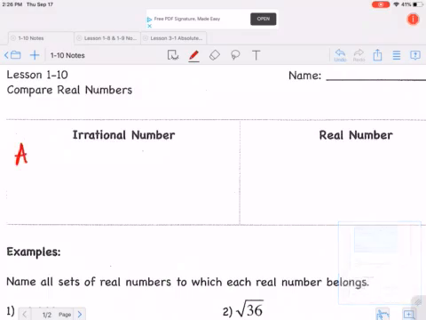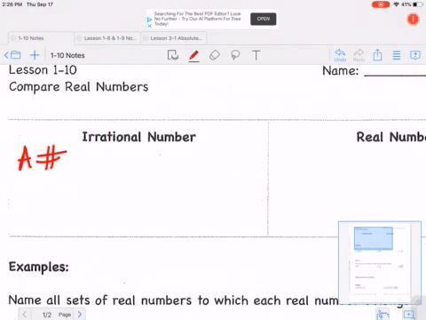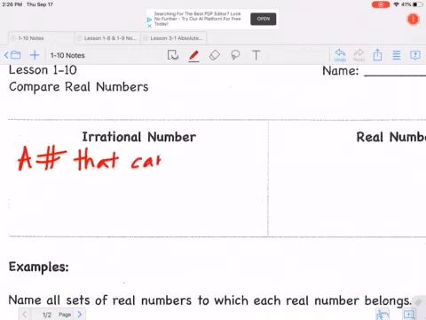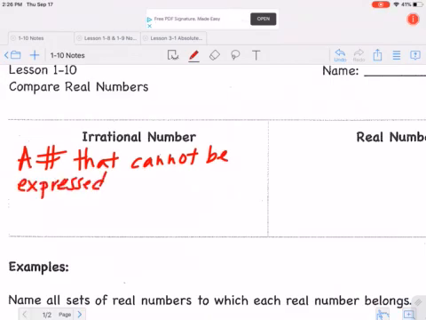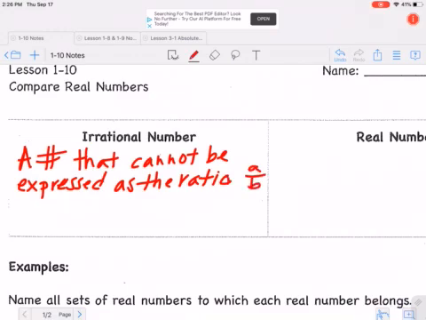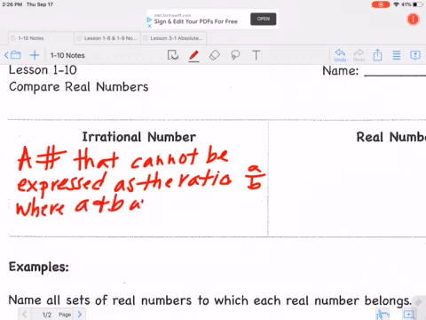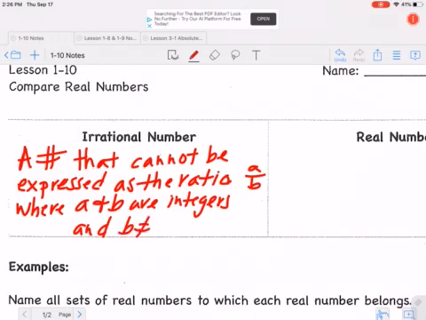So an irrational number is a number that cannot be expressed as the ratio A divided by B, where A and B are integers and B cannot equal 0. So what that means is that you can't have 0 in the denominator.